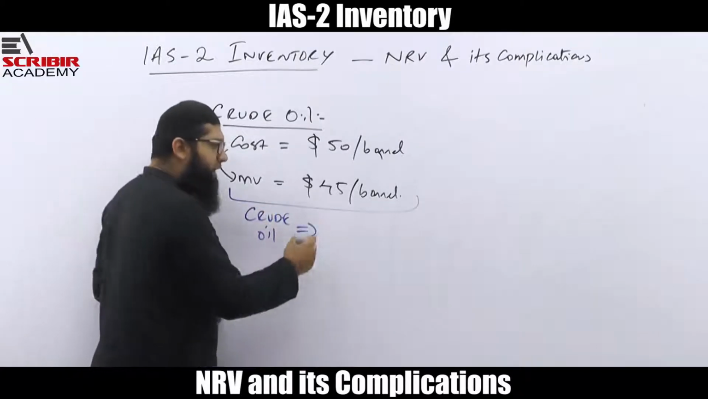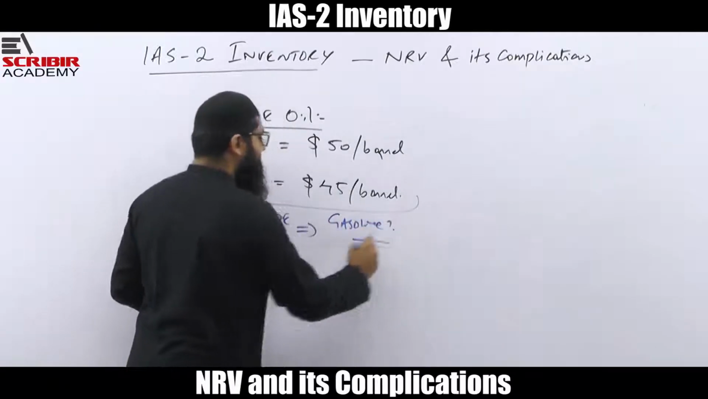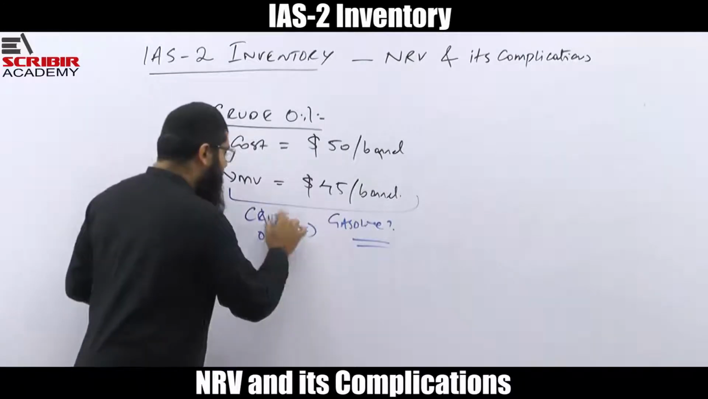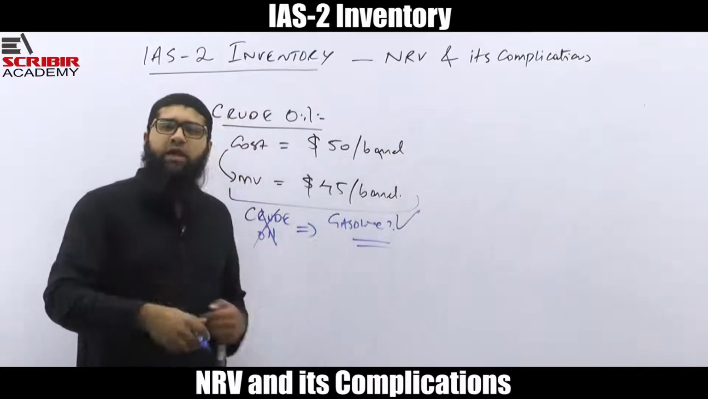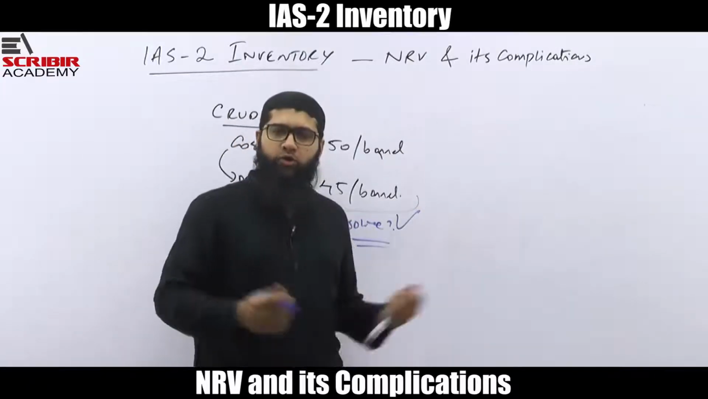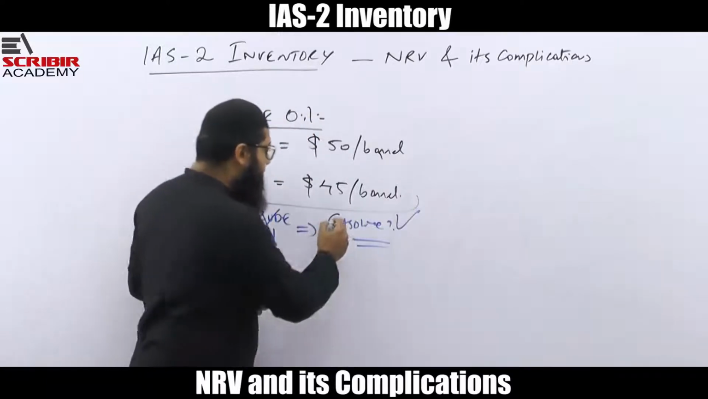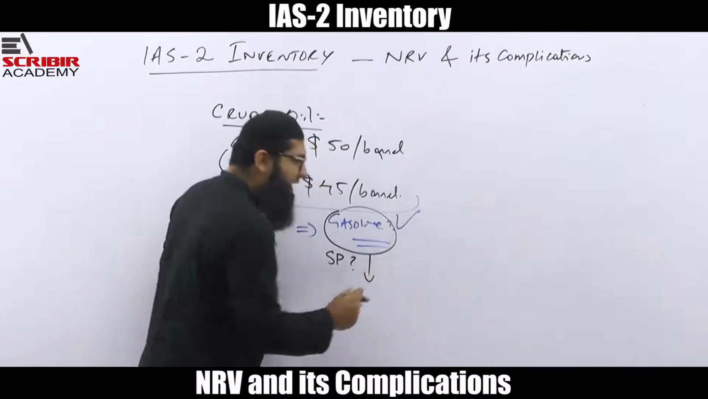Or do you sell the products out of this crude oil, like gasoline, etc.? Assume that we are a refinery; we don't sell crude oil. We instead sell the products, which are gasoline, diesel, kerosene. This is what we sell. So what you need to do is evaluate whether the ultimate selling price of this gasoline has gone down or not.